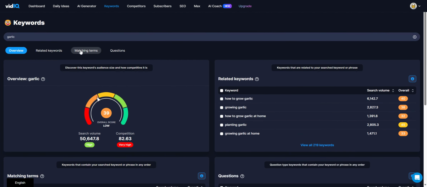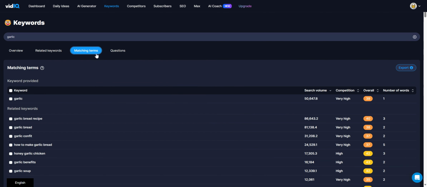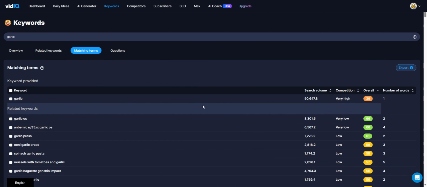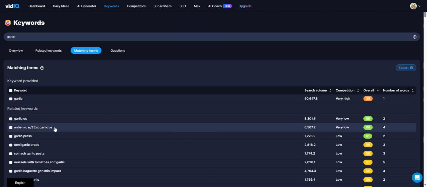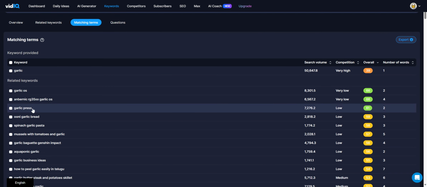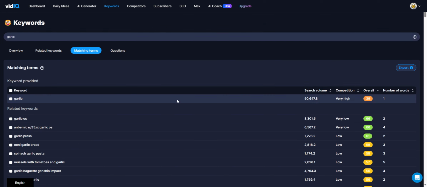Now, we can also look at the matching terms and related keywords. So, for example, matching terms, let's look at the overall highest scores. So, garlic OS, and then some other random ones here. But garlic press is also one that a lot of people search for where the competition is low. But this is very broad. So let's go a little bit into more detail.